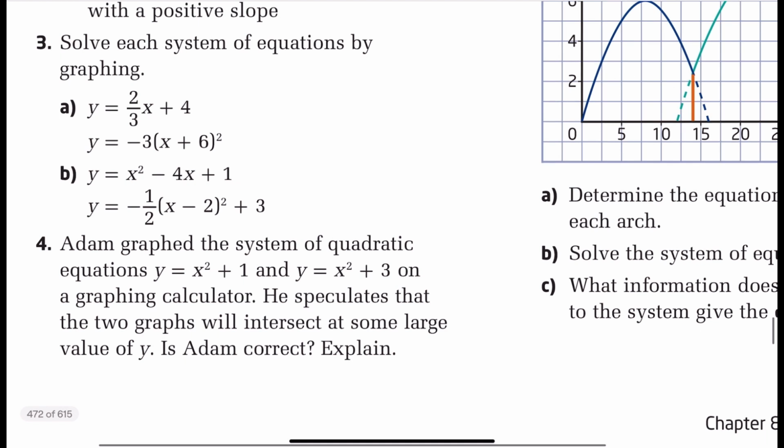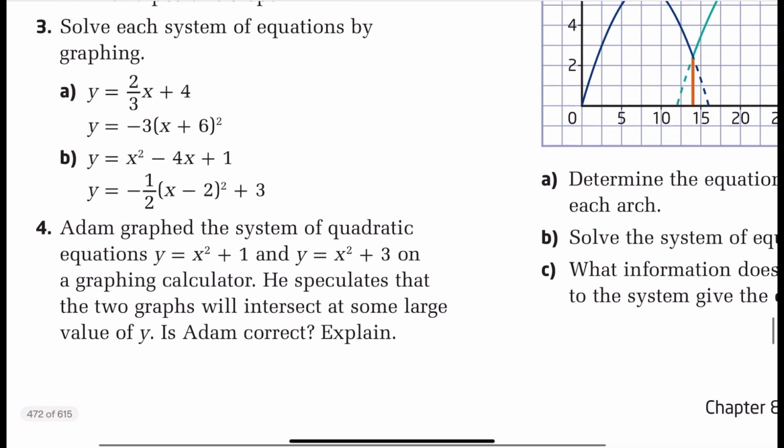Adam graphed the system of quadratic equations y is equal to x squared plus 1 and y is equal to x squared plus 3 on a graphing calculator. He speculates that the two graphs will intersect at some large value of y. Is Adam correct? No, he is not correct, and I will tell you why. So we have two equations: x squared plus 1 and x squared plus 3. Let me graph them.